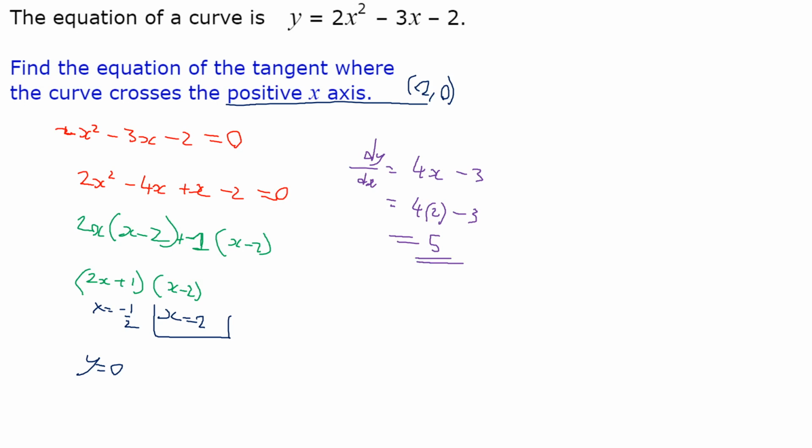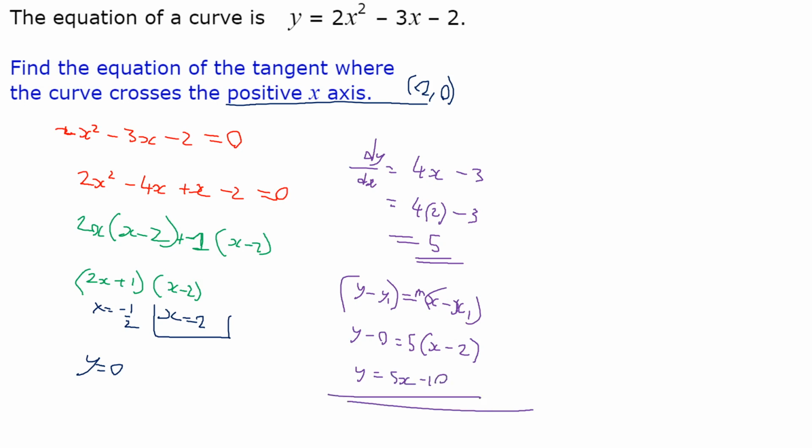Now, to work out the tangent, all we're going to do is y minus y1 is equal to m(x minus x1). So that's going to be y minus 0 is going to be 5 times x minus 2. And so therefore y is equal to 5x minus 10. And that's the equation of the tangent that crosses the point 2, 0.